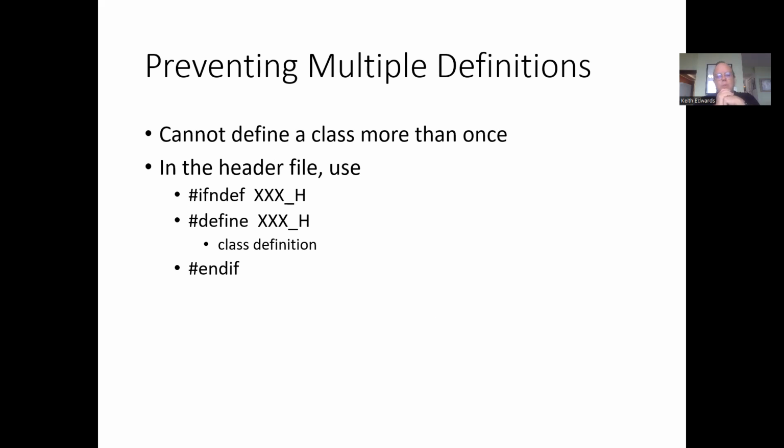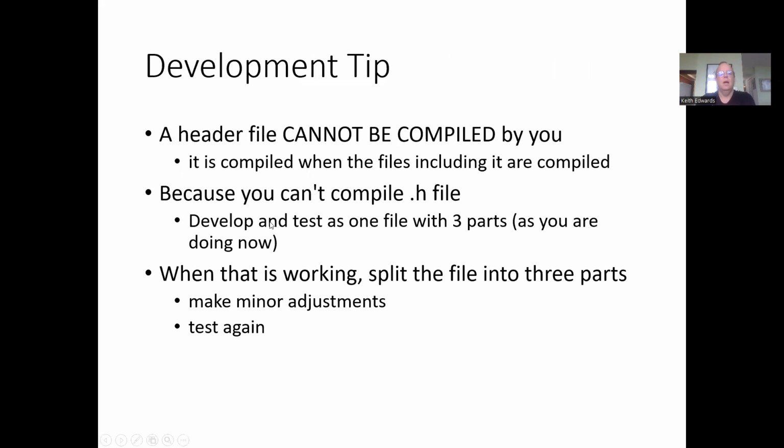One thing is you want to prevent multiple definitions, and good integrated development environments take care of a lot of this for you nowadays. But if you're doing this inside the header file, you would say #ifndef, name of the class _H, go ahead and #define, in this case XXX_H, give the class definition, and then you do a #endif. These are preprocessor directives. So it says don't compile this more than once. If you've already seen it, just go ahead and ignore it.